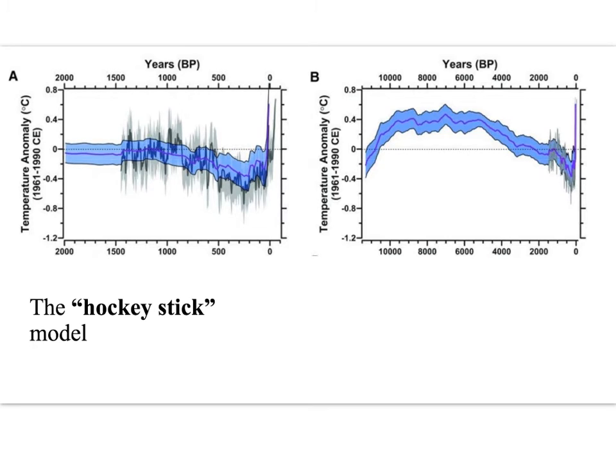Sometimes it's referred to as the hockey stick model, because we can see this gradual decrease in the temperature and then a sudden rise here. So if you can imagine spinning this around, it looks a bit like a hockey stick.